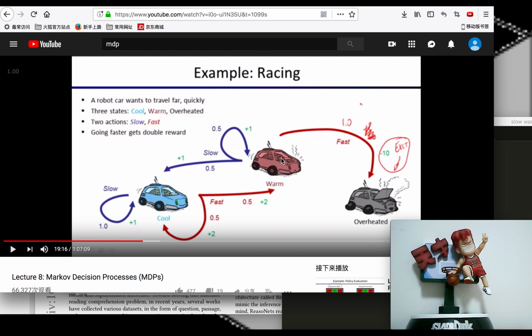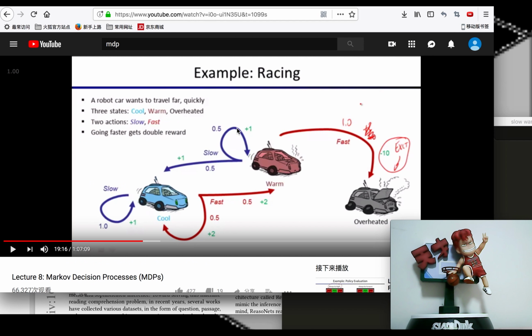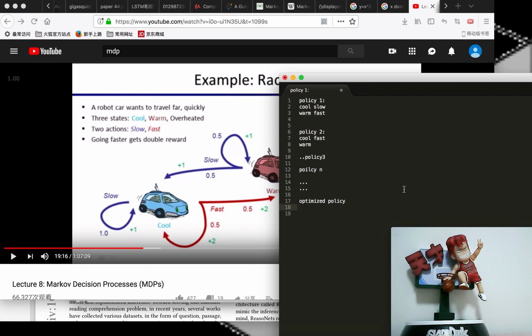Correct? So that means when calculating the optimized reward score, what's important is the current state, not the previous state, not the sequence of events that preceded it. So this is a problem that has the Markov property. That's why we call it a Markov decision process. Okay, thank you. See you next time.